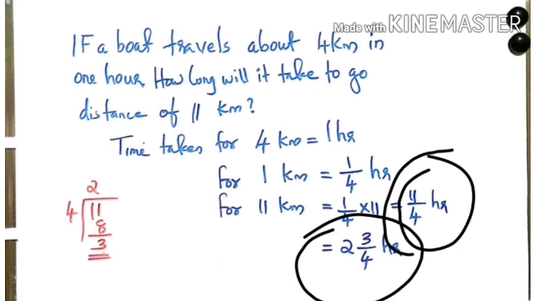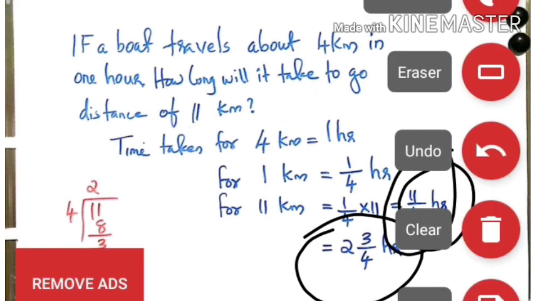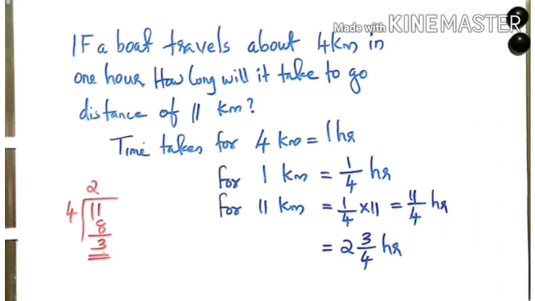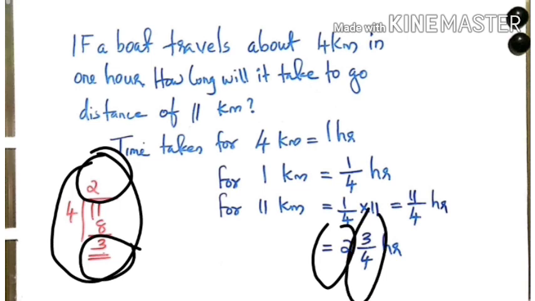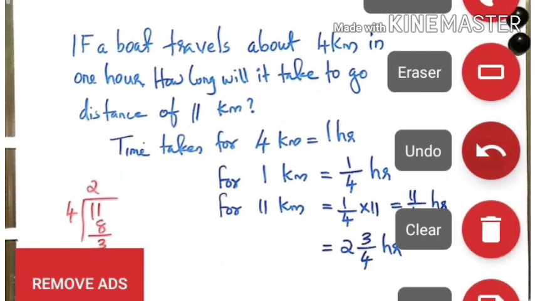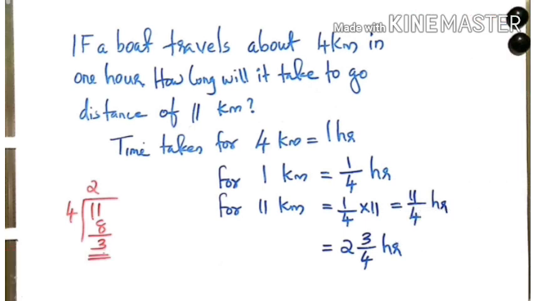Actually 11 by 4, when we divide 11 by 4, here you can see the division process. The answer is 2. While you divide 11 by 4, the answer is 2. So write the answer first. Now 3 is remained here, so we write 3 by 4. We write 3 by 4 as a fraction. So the final answer is 2 3 by 4 hours.